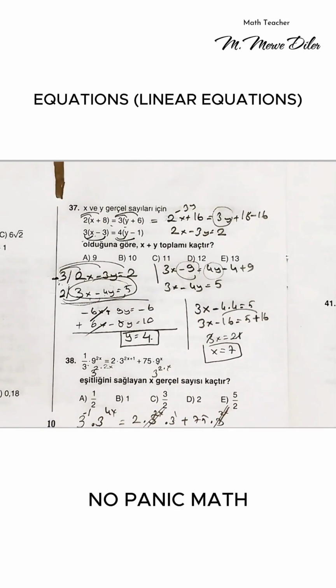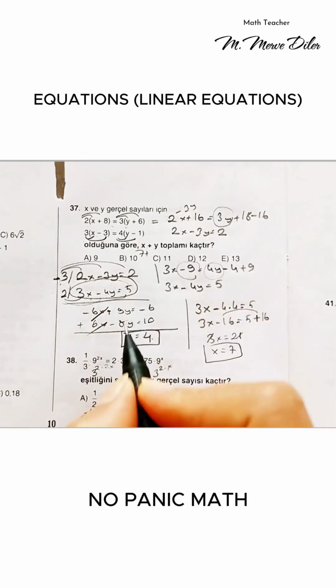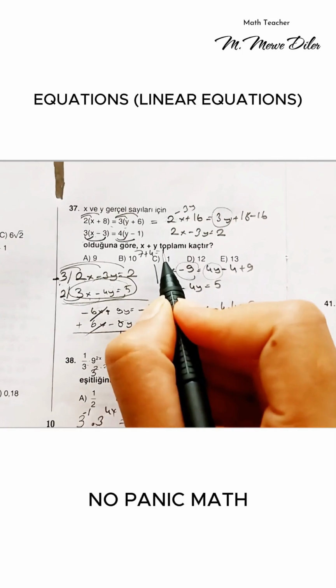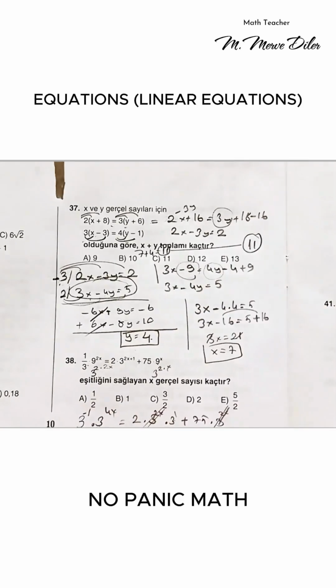They already asked for the sum of x and y. Well, the value of x was 7. And the value of y, guys, was 4. If I add them up, it will be 11. Where am I showing it? Right here. Yeah, here. Friends, our answer is 11.